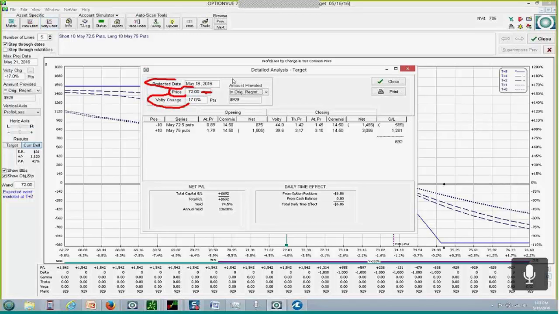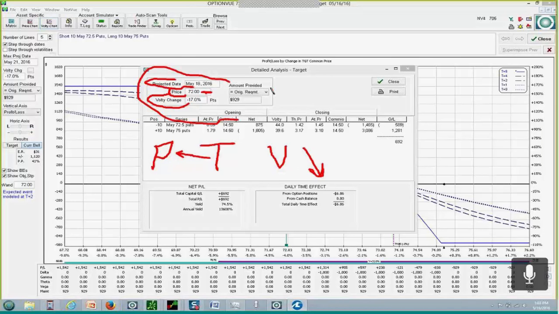But these are the three-dimensional chessboard that you have to use when you're trying to figure out and work with options. You have the price of the underlying, in this case, target stock. You have the date, which is the time that is going to take place, how much time it takes to get to the price, and how much time you have before it expires. And then you have volatility. Is the volatility going to go down or not, and will that have an effect on the bottom line?